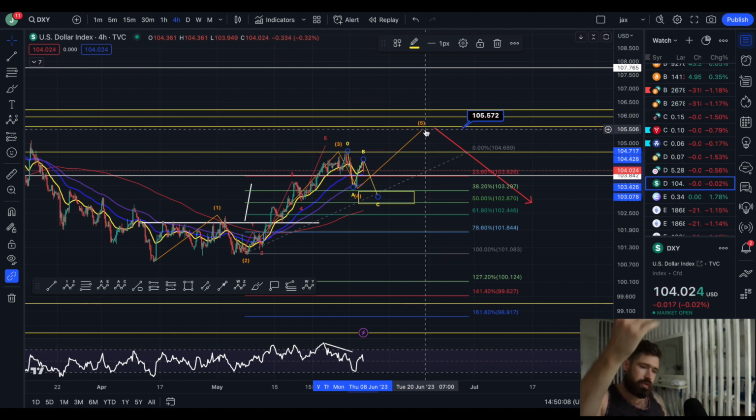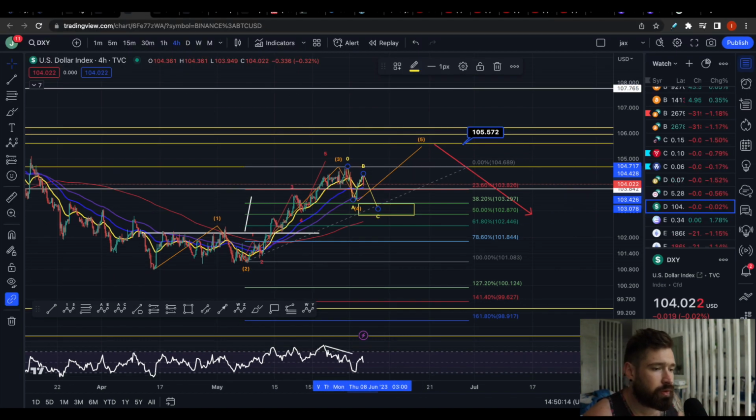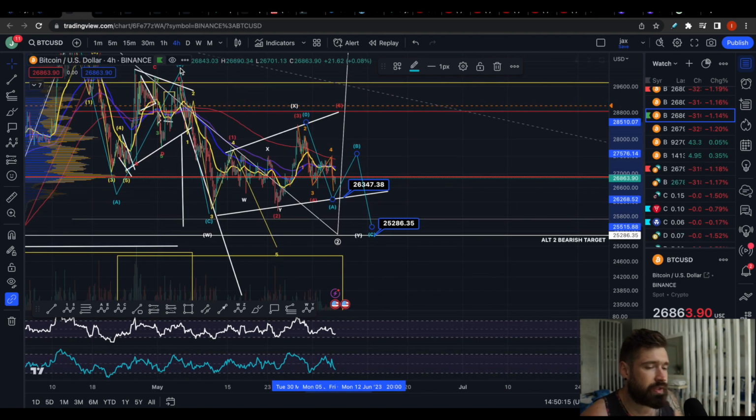When the DXY is increasing, the price of Bitcoin is dropping. When the DXY is dropping, the price of Bitcoin is increasing. All right, gang, so that's what we're looking at for our friend BTC.